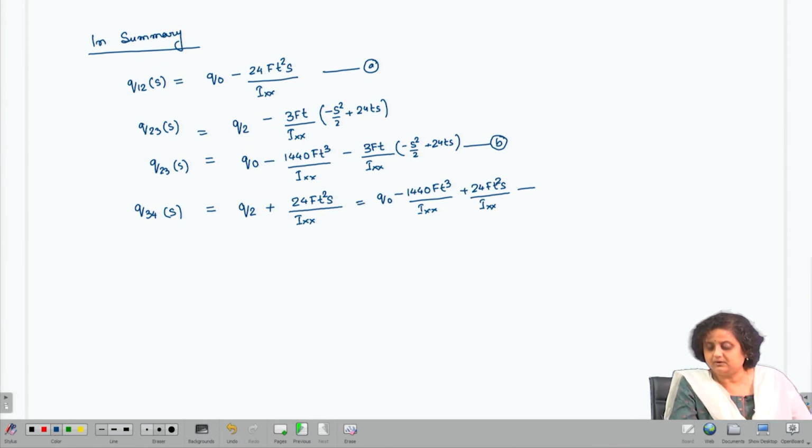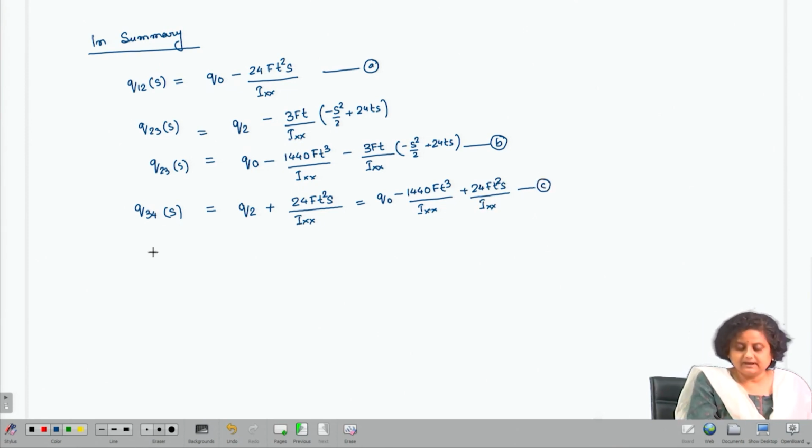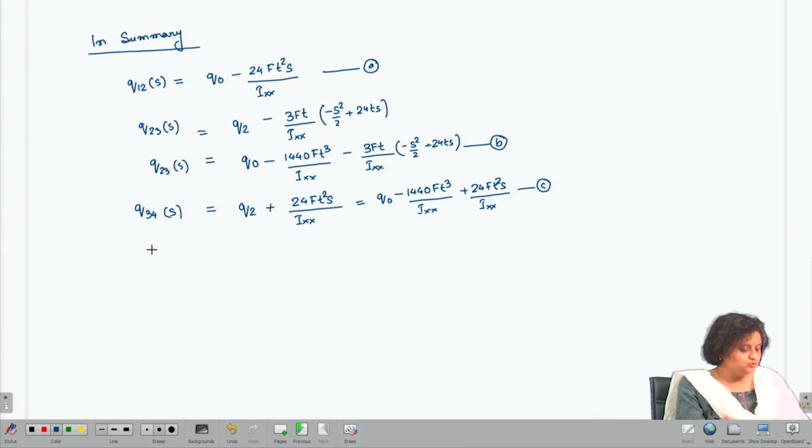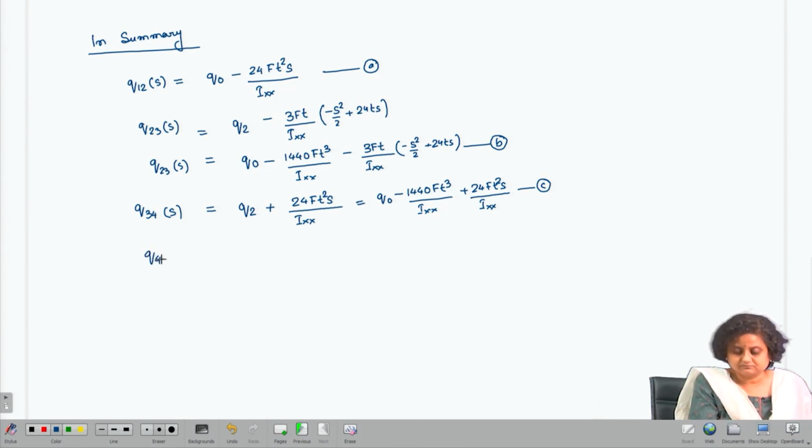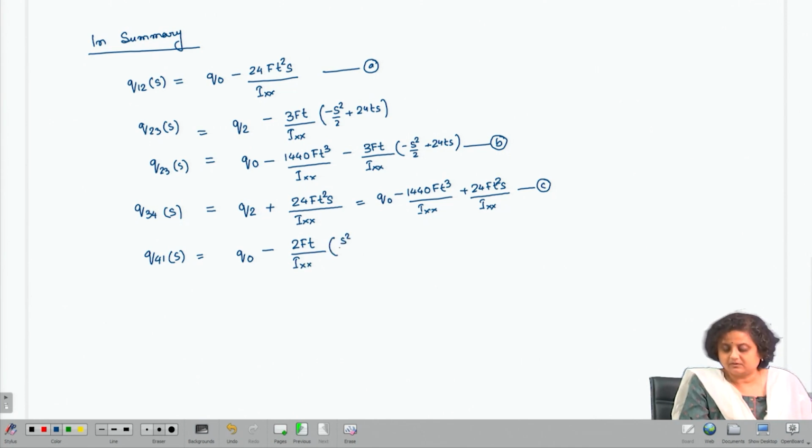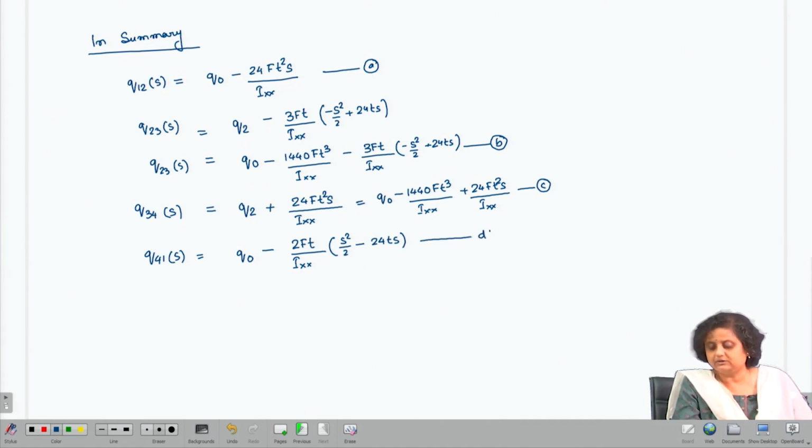So this is my equation C. And similarly, we have found out Q41 to be equal to Q0 minus 2ft by Ixx. So this is my equation D.